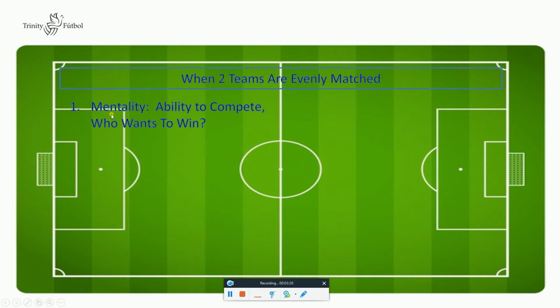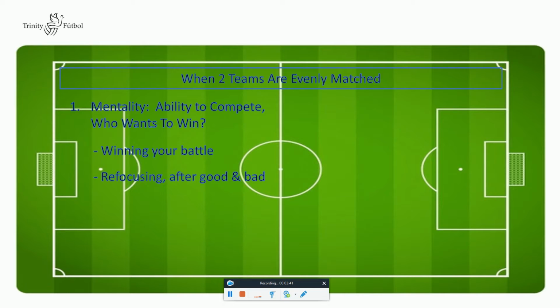And it starts with a mentality, your ability to compete, and really this question is who wants to win. A couple things that illustrate who wants to win. One, winning your battle. It means winning your 50-50, beating the other player all over the field. The second thing is refocusing after something good, or more importantly, something bad.